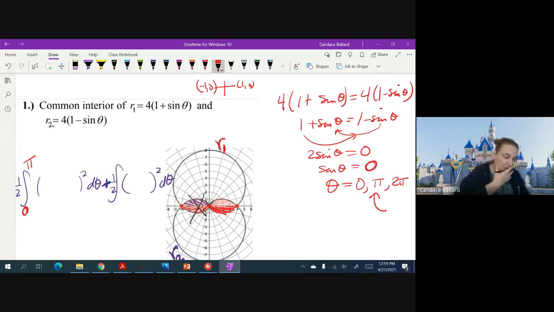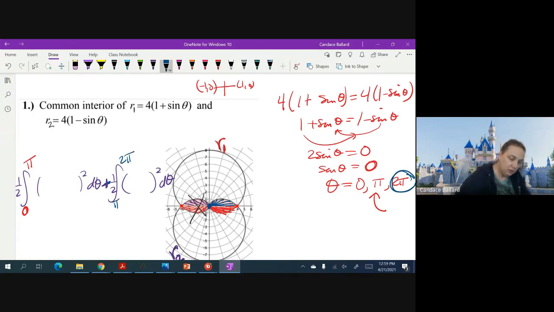Okay. Now, I am going to pick up the other one though. So the other function is going to actually start at pi, and it's going to go all the way kind of until we go back and hit that pole again. When I hit that pole, aren't I now back at 2 pi?